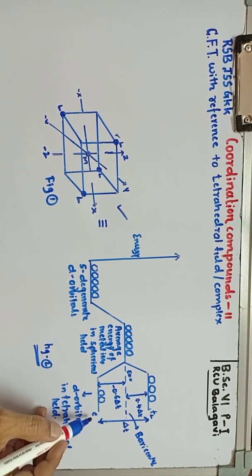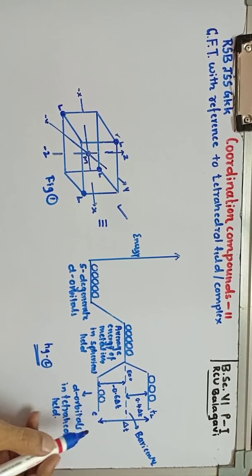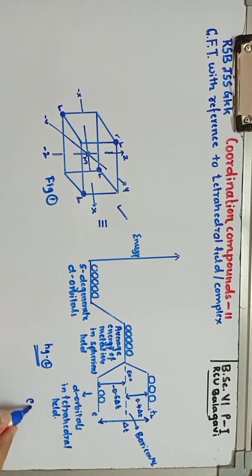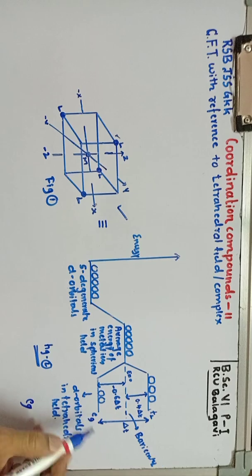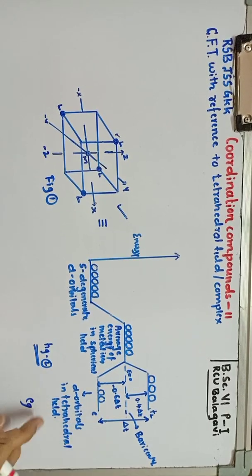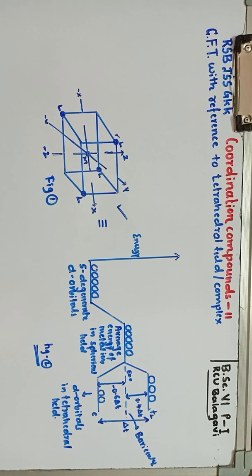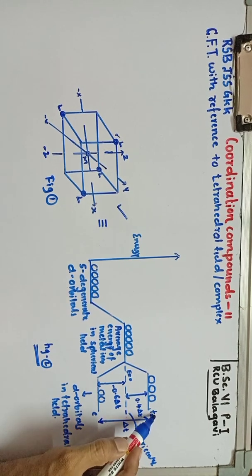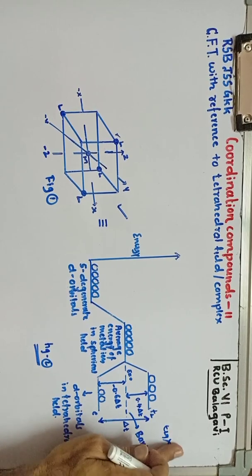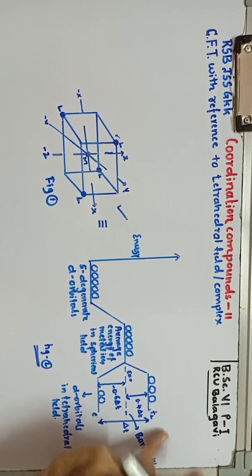Here one thing we have to remember is that we are not going to represent the Eg orbital as Eg with a subscript g. We are not going to write g here, because tetrahedral complexes do not have a center of symmetry. Similarly, T2g orbitals are represented only as T2, not T2g.